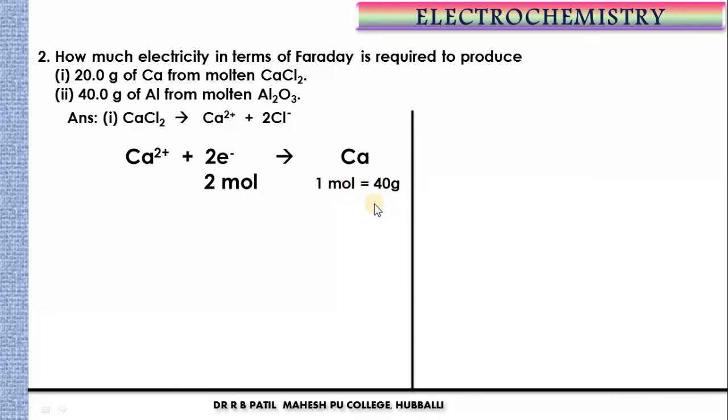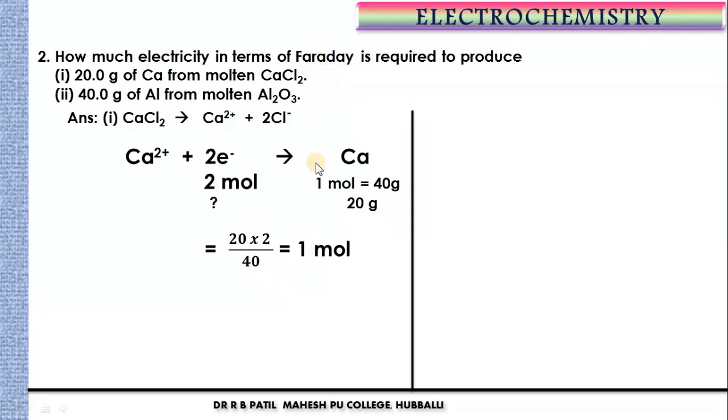Next, what, students? Simple, it is just a cross multiplication. To deposit 40 gram of calcium, I require 2 moles of electrons. If that is the case, then to deposit 20 grams of calcium, how many moles of electrons do I require? And once I get the moles, automatically I can convert that into charge in coulombs or in terms of Faraday. So here how much did they ask? So let us write both.